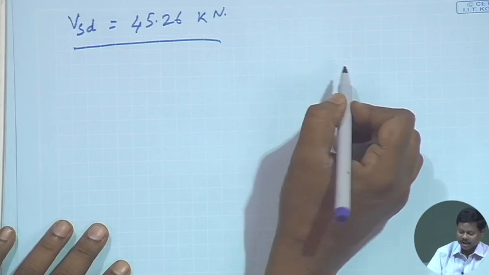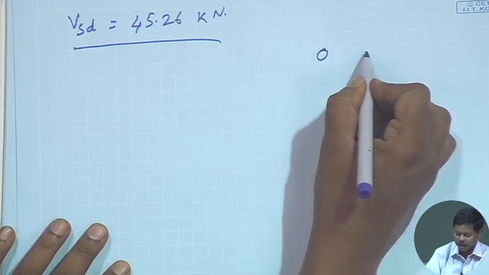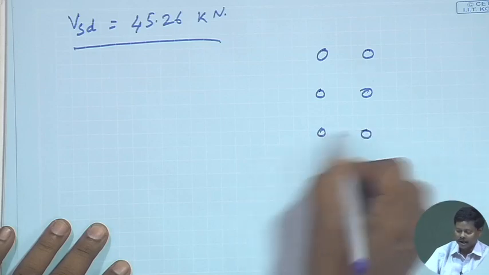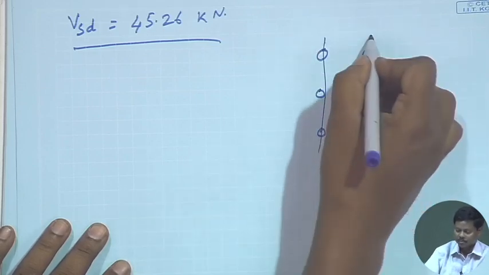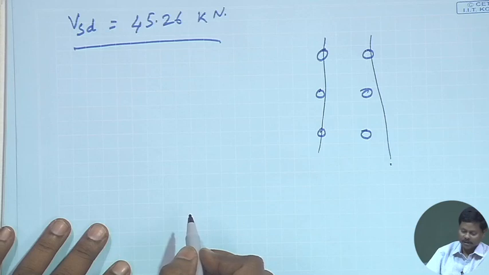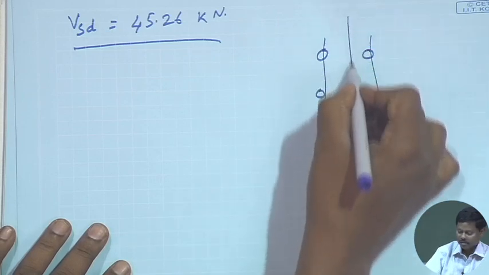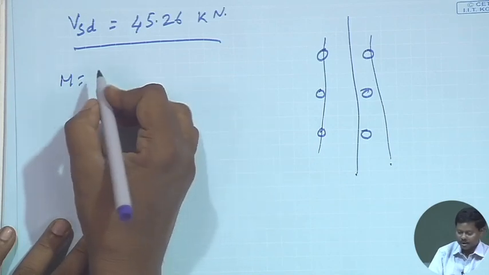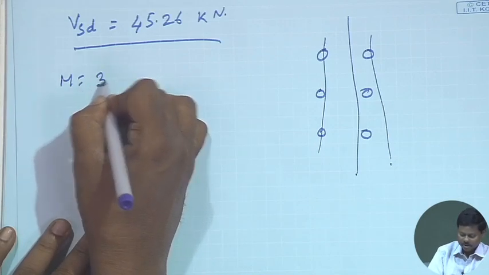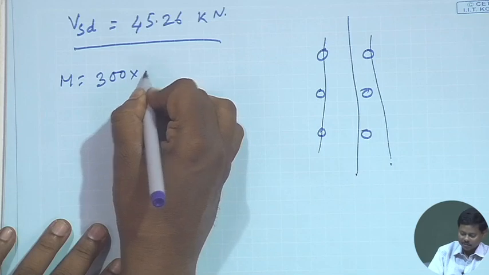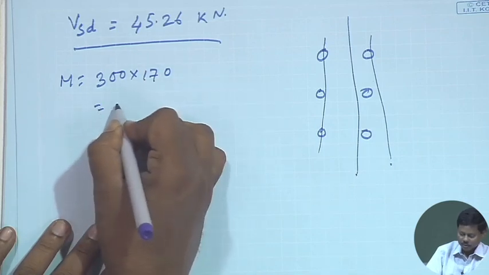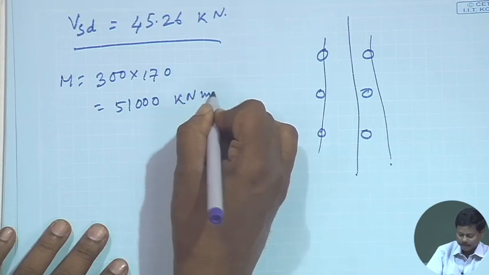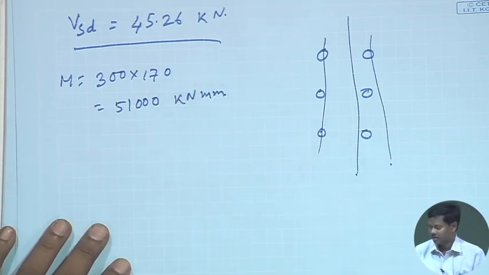Now we have to design. So, we have to decide the number of bolt lines. So, maybe we can start with 2 bolt lines. If we do so, then accordingly we can find out the value. Now, M value, the moment due to eccentricity, we can find out, this is P into e, e is 170 millimeter, so 51000 kilonewton millimeter, right.